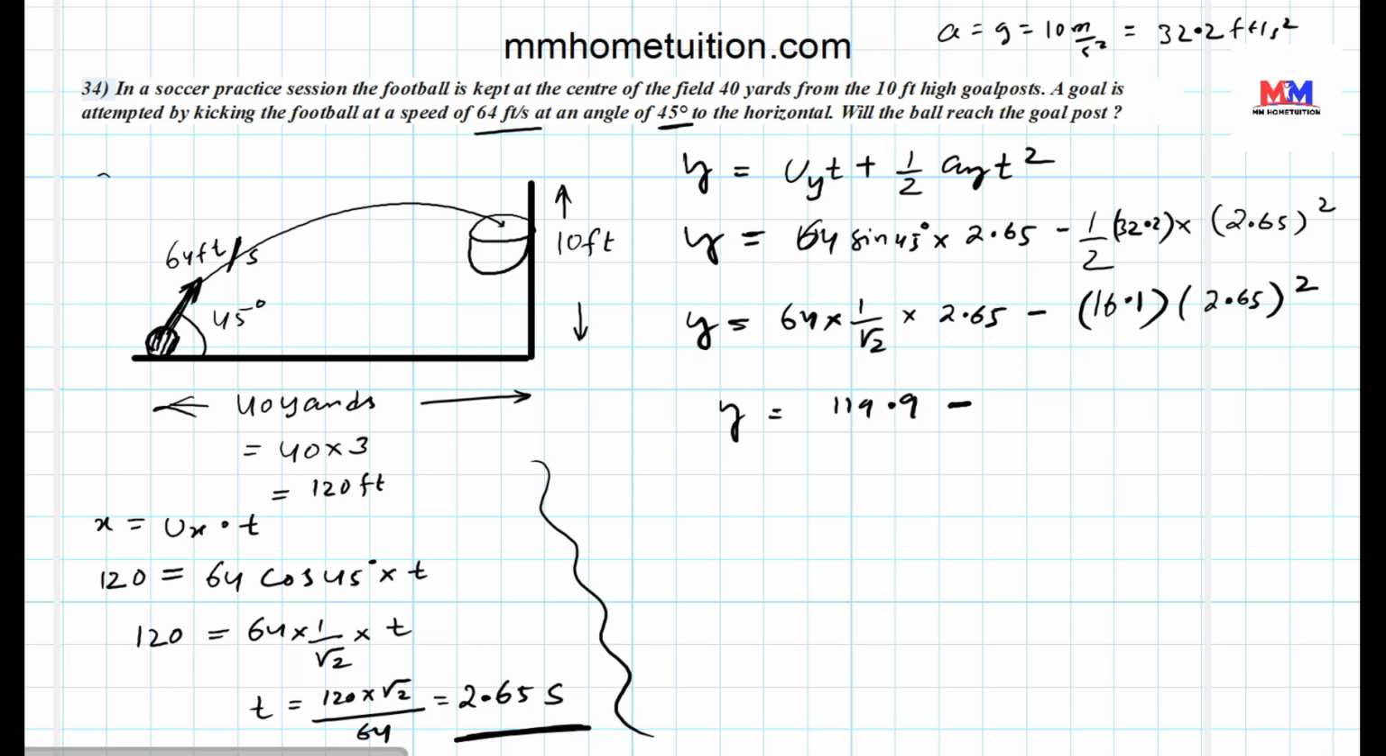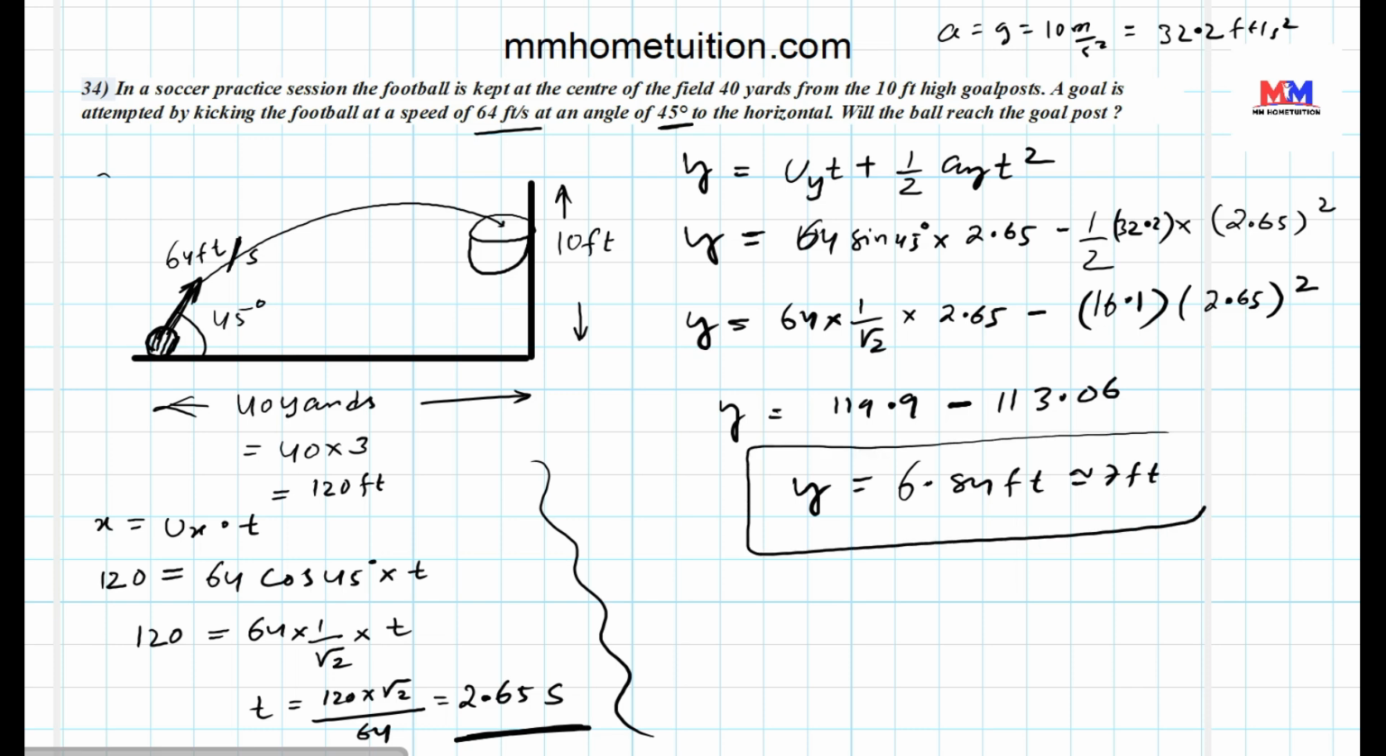minus 16.1 into 2.65 into 2.65. This is 113.06. So 119.9 minus 113.06. So this is 6.84 feet or approximately 7 feet. So y is 7 feet. So this y is coming 7 feet.